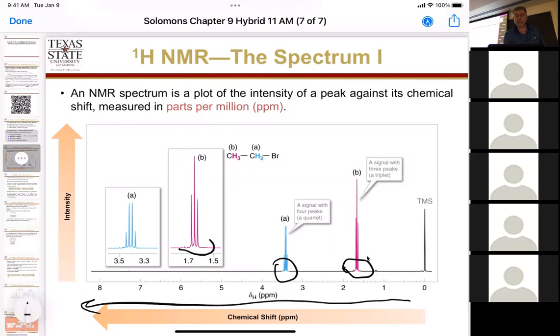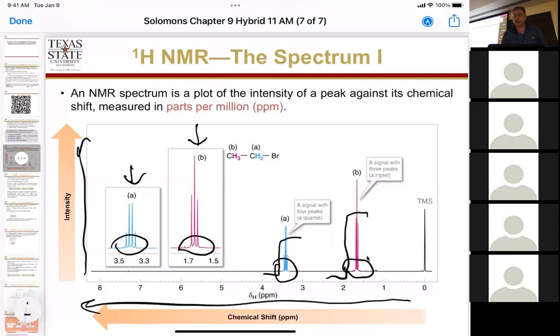The other thing we have is spin-spin coupling here. In this case, we have four peaks, or a quartet. In this one, we have three peaks, okay? And then we have intensity. Now, intensity is not the height of the peaks themselves. It's actually the area under the curve. There's an area under the curve function, so we call that an integral, okay?